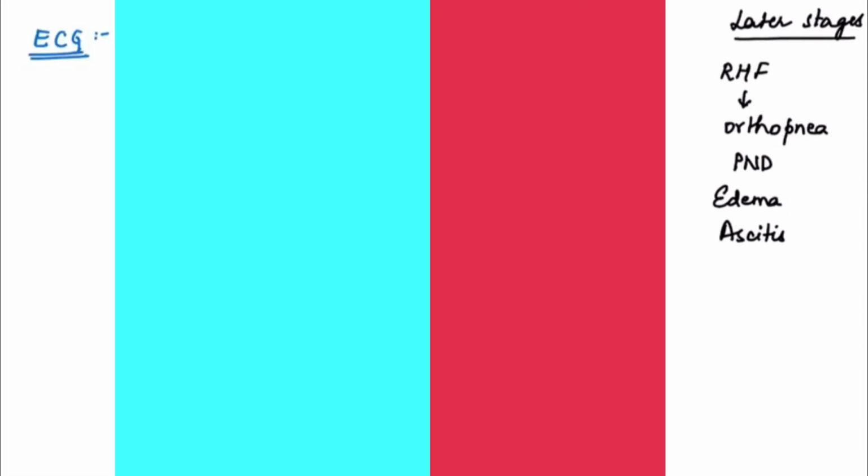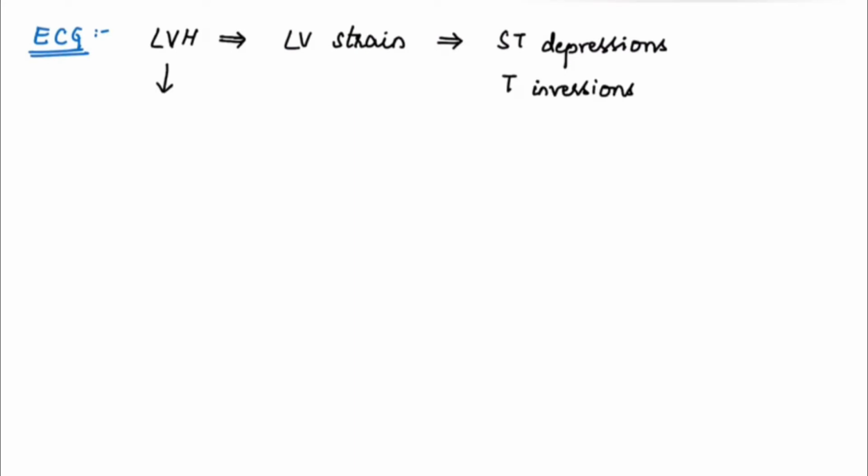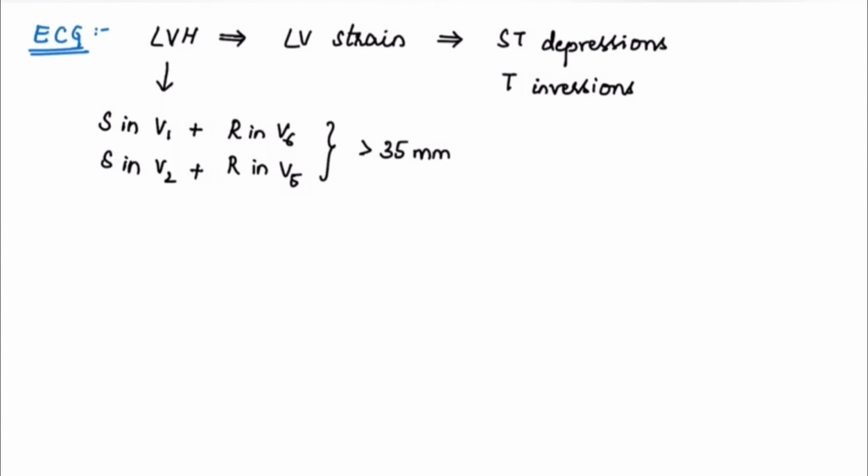Now, the ECG in aortic stenosis may show features of left ventricular hypertrophy or left ventricular strain. So, left ventricular strain is seen as ST depressions and T wave inversions in the left sided leads, and left ventricular hypertrophy in ECG is seen if the S wave in V1 plus the R wave in V6 or the S wave in V2 plus the R wave in V5 exceed 35 mm.